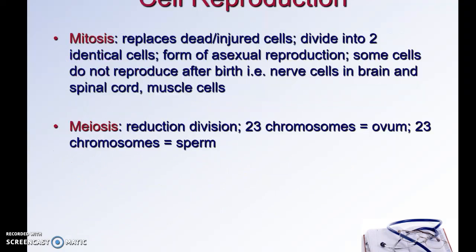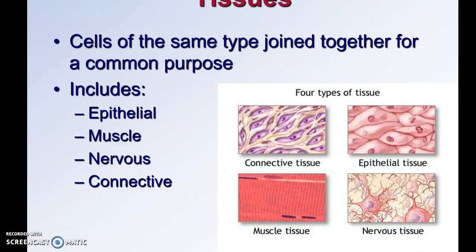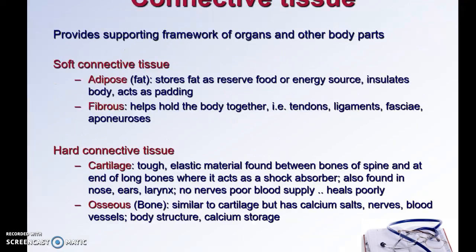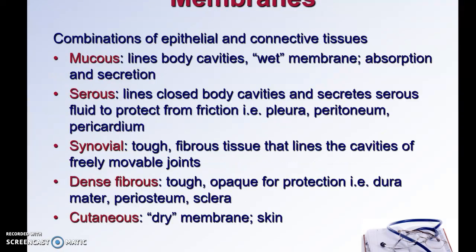Let's move on to the next slide here. Now, tissues. A group of cells come together to form a common purpose. For instance, these are the 4 types of tissues. We're going to break those down in just a moment. I'm going to pass by this because we're going to talk about it in a minute.